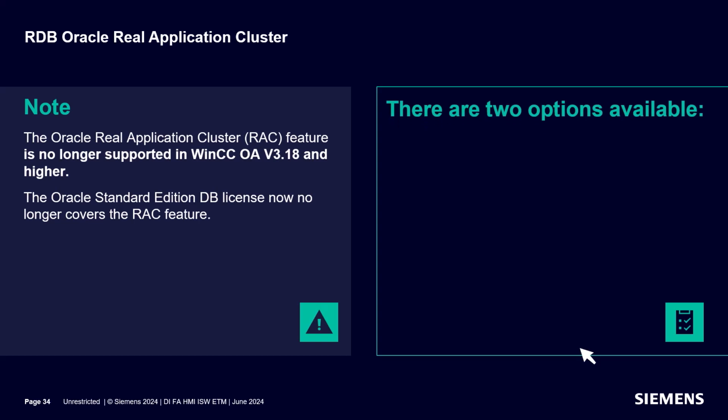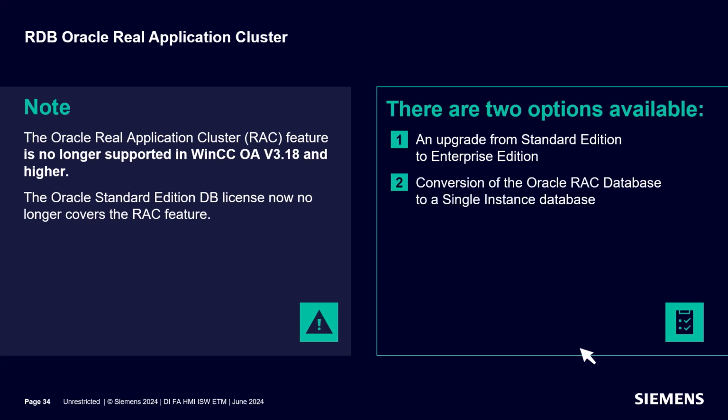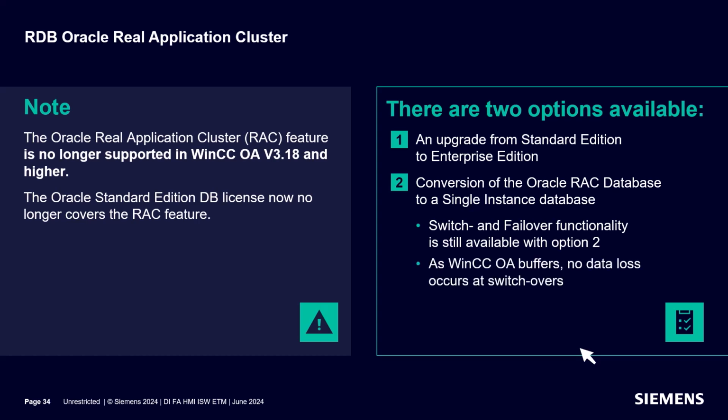You've got two options here. First, you can upgrade from Standard Edition to Enterprise Edition. Or second, you can convert your Oracle RAC database to a single instance database. Switch and failover functionality is still available with option 2. As WinCC OA buffers, no data loss occurs at switchovers. More information can be found directly on the Oracle website.